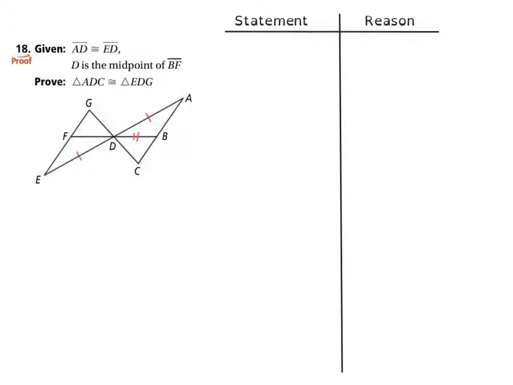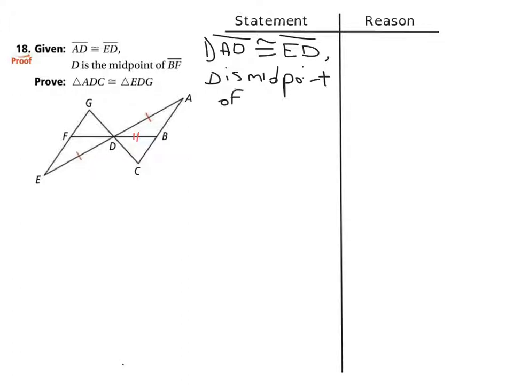And how do we establish that? We need to first state what we know is given to us. AD, side AD is congruent to side ED. And we just need to write this out because it's something we'll be building on. D is the midpoint of side BF. Those were both given to us.